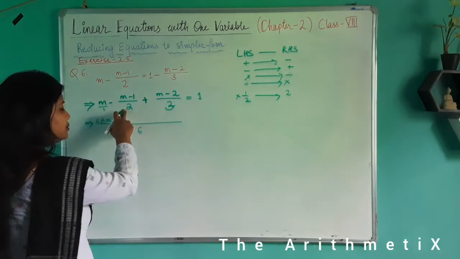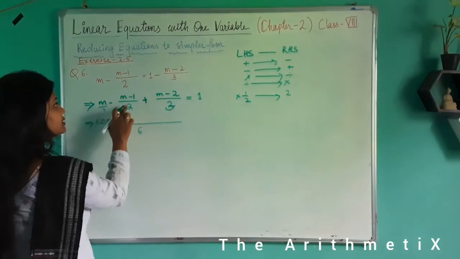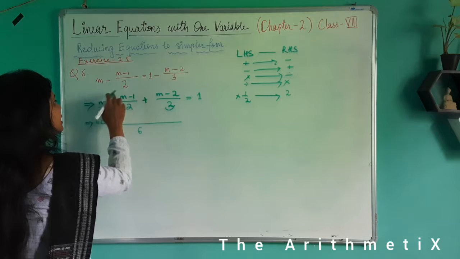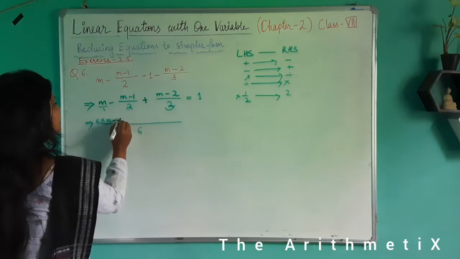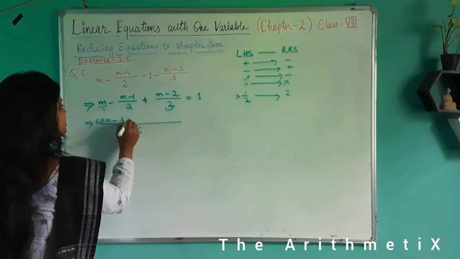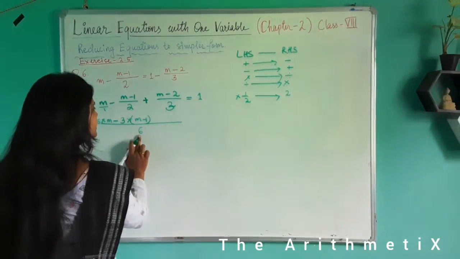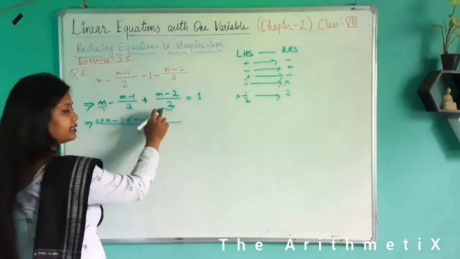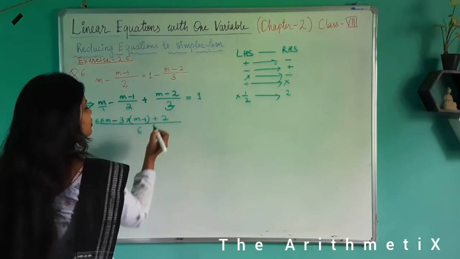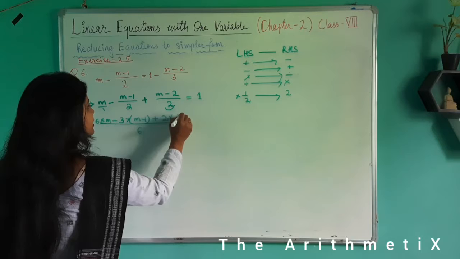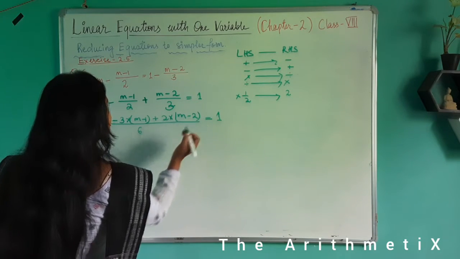6 divided by 2, the denominator of the second fraction, that is 3. So 3 will be multiplied here. This negative sign has to be kept. Minus 3 into m minus 1. Again 6 divided by the denominator 3 is 2. Plus sign has to be there. 2 multiplied by m minus 2. This is equals to 1.